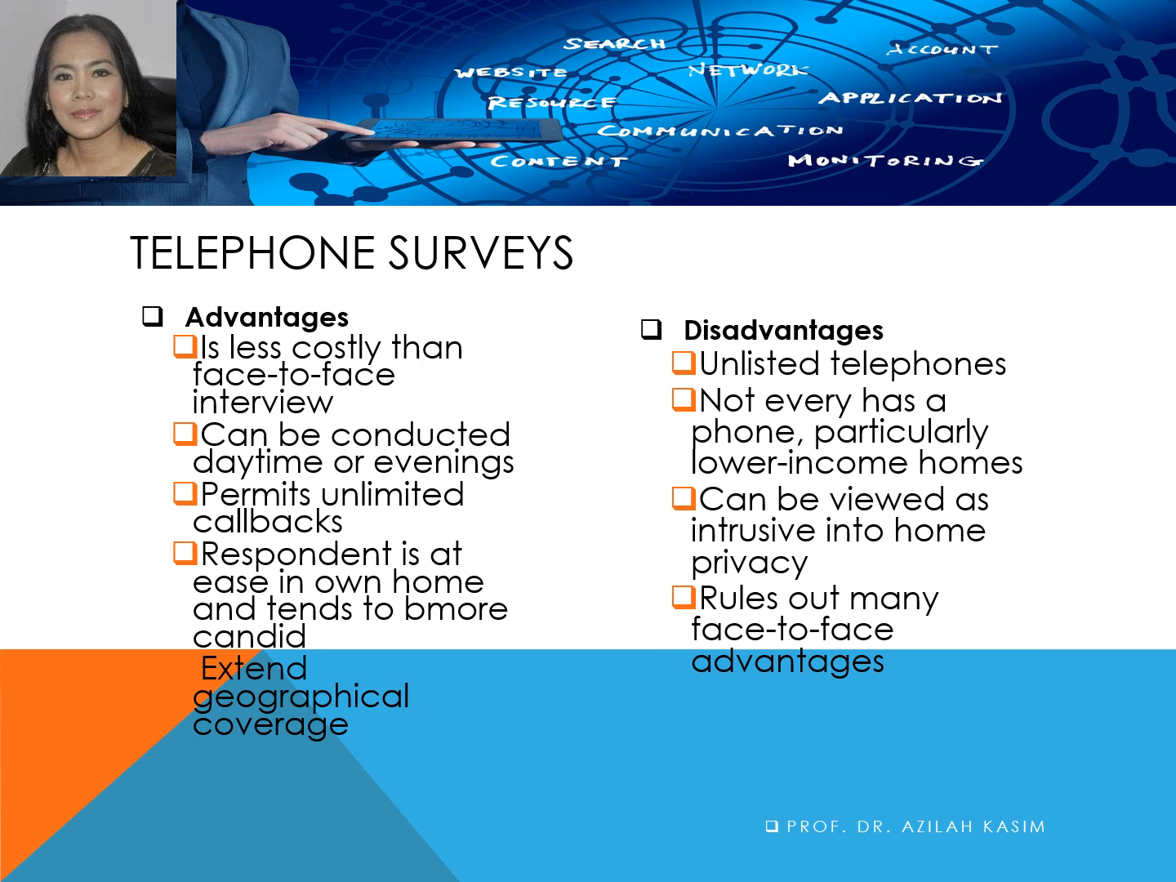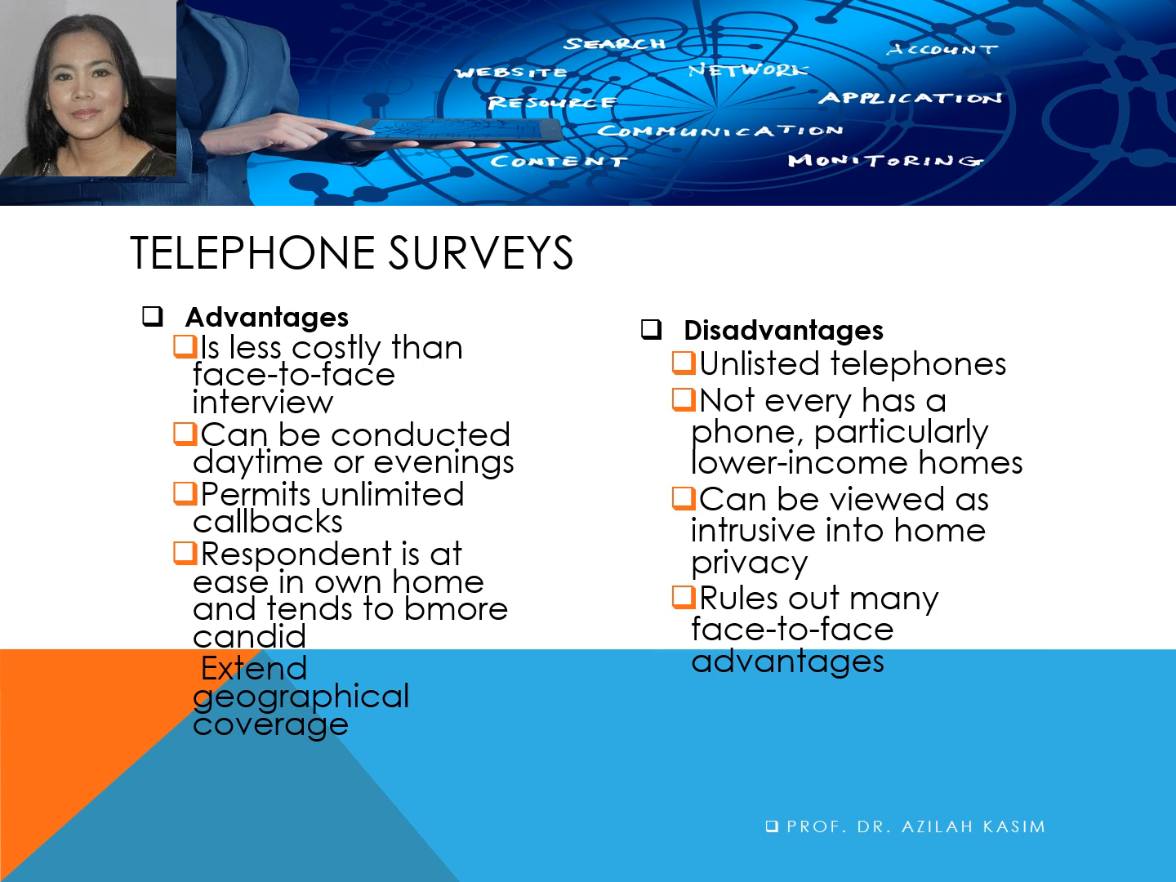A disadvantage of using a telephone survey is that some phones are unlisted. Unlisted means they hide their numbers from the public, so you cannot get access to those numbers, and so you cannot call them. Not everyone has a phone, particularly low income homes. But nowadays I think this is not really a big issue, because about 90% of the population has a phone, at least a basic phone, and the rest have smartphones and things like that.